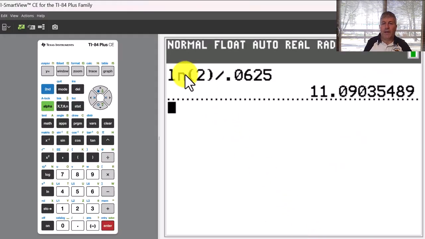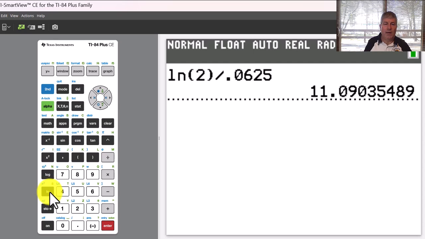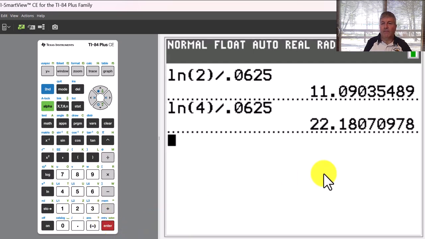So go to my calculator. I do the natural log of 2 over 0.0625. I get 11.09. Again, I can do the natural log of 4 divided by 0.0625, and I can get the values to complete my table.